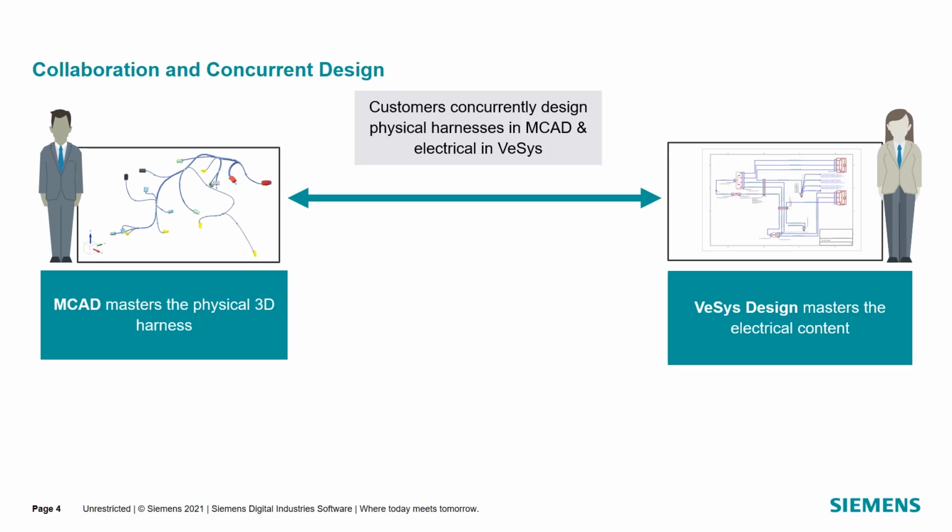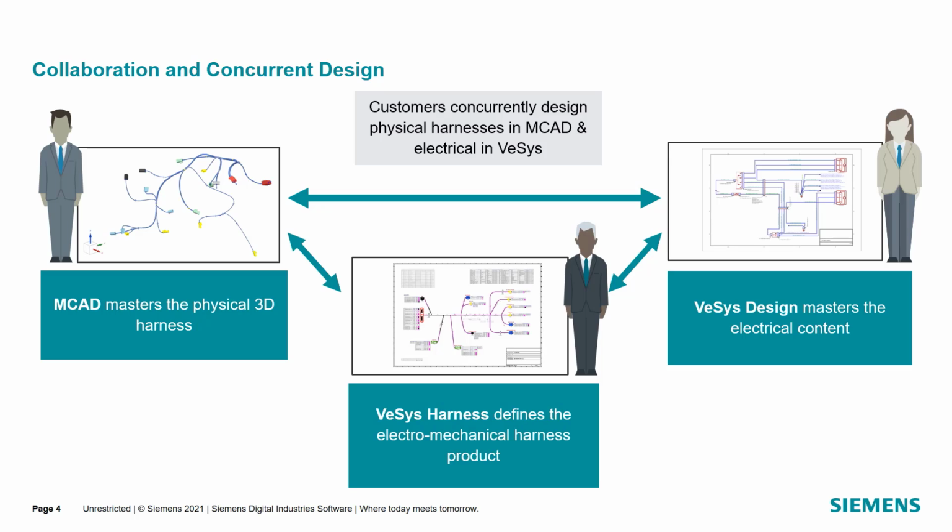Here, the mechanical and electrical disciplines can work independent of each other, but can easily pass data back and forth as it becomes available. The harness designer, using VeSys Harness, combines the MCAD and electrical data to fully define the electromechanical harness product. These interactions enhance the visibility between the ECAD and MCAD domains, supporting the co-design of mechatronic products. Having a better understanding of the impact electrical and mechanical specific decisions may have on the other domain is critical to the overall design quality.